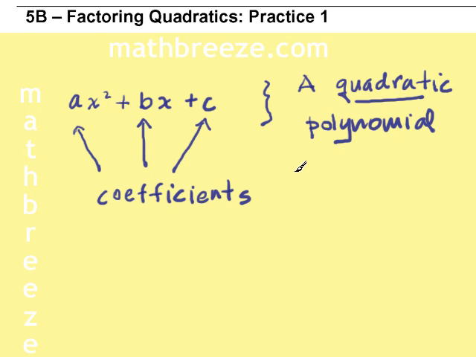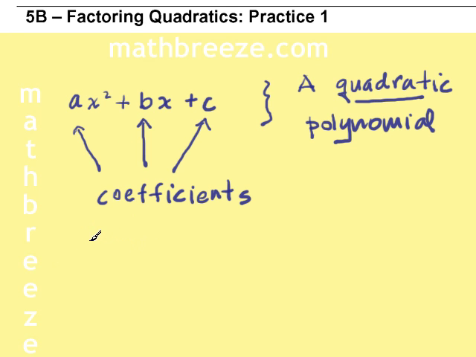A quadratic polynomial is of this form: ax squared plus bx plus c, where a, b, and c are numbers. They're called coefficients. And we're going to first look at some examples of quadratics.